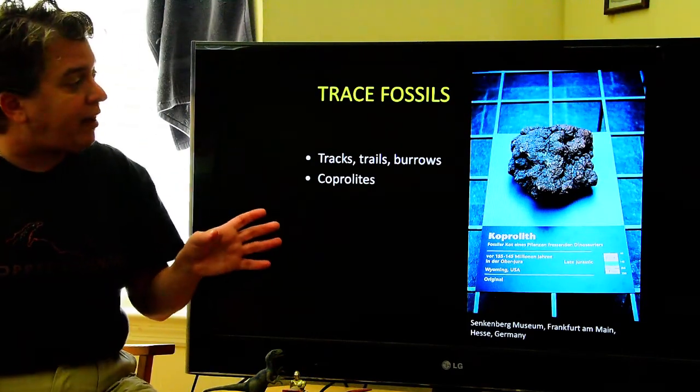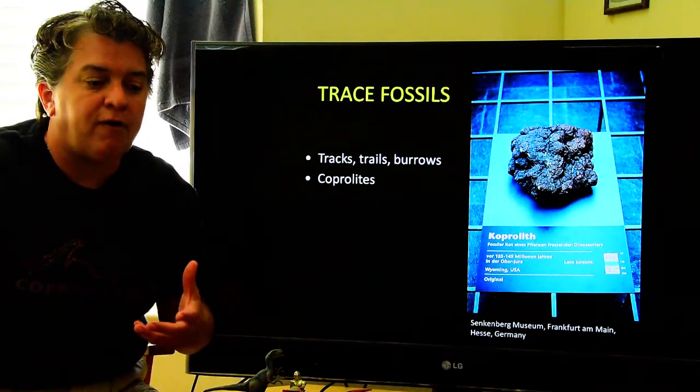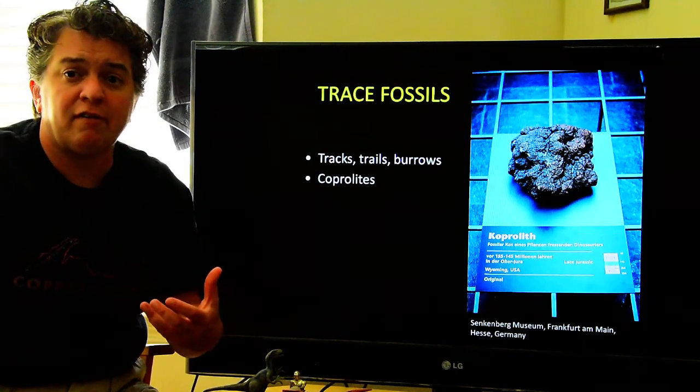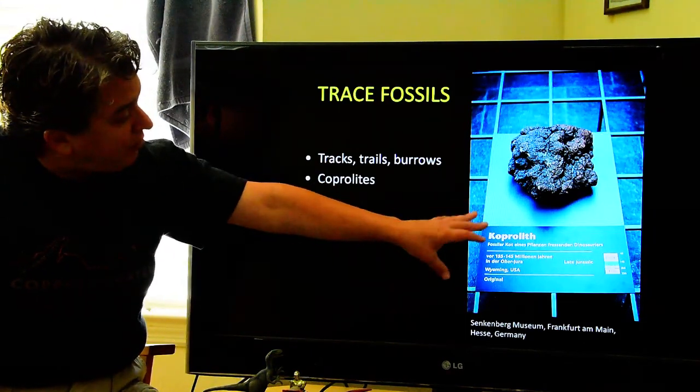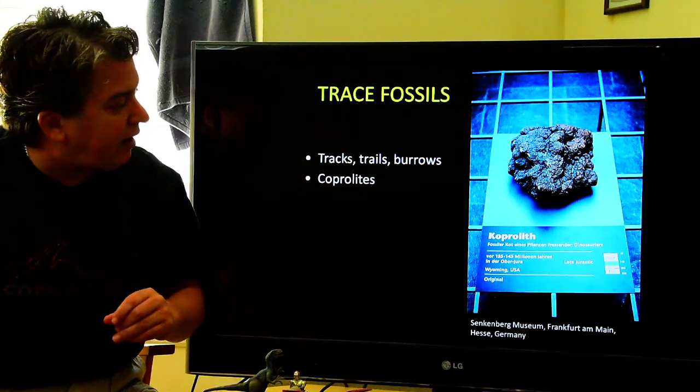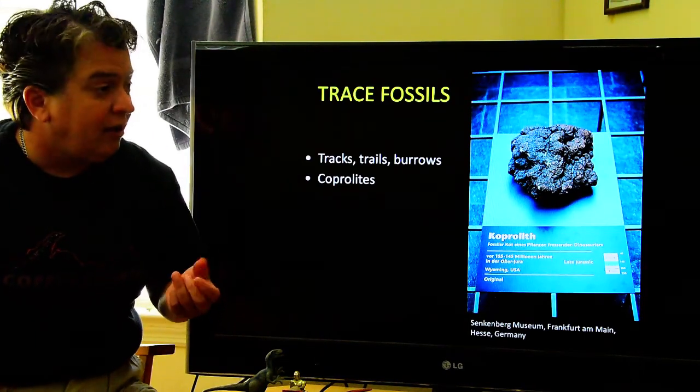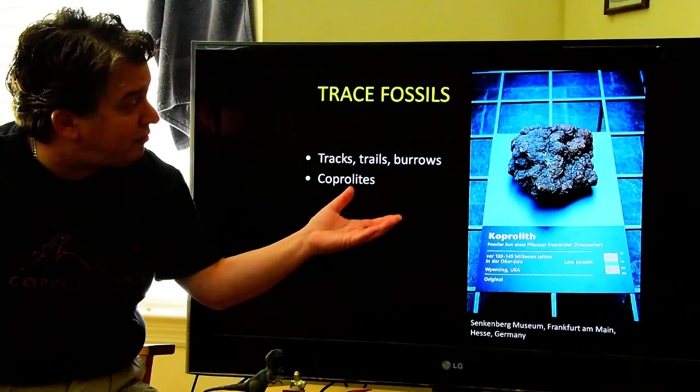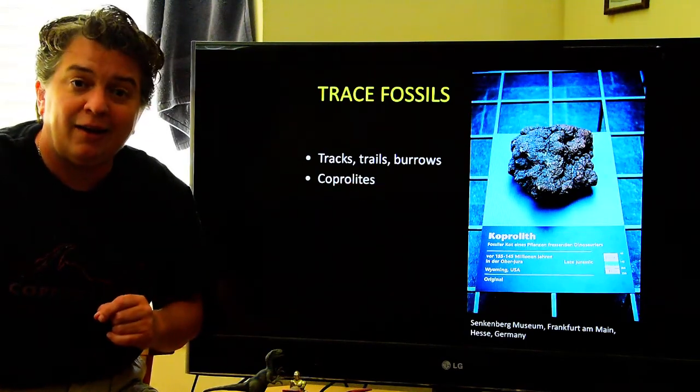Also, coprolites. Coprolites are fossilized dung, fossilized poop. This is a coprolite of a plant-eating dinosaur from the Jurassic. So it's not an actual piece of that organism, but it is definitely something that it left behind.